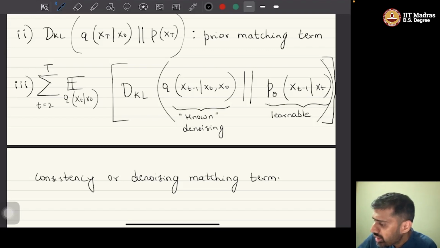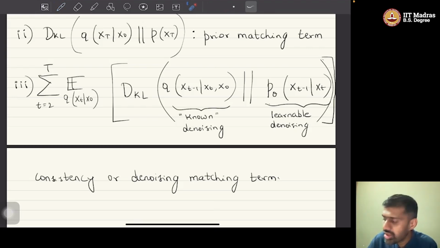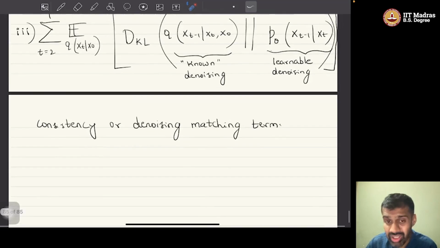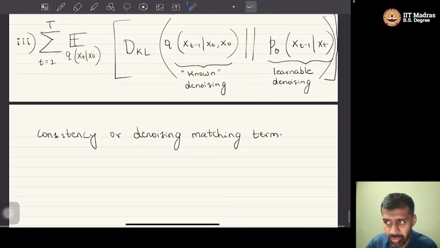So we want the model or the learnable denoising term to match the known denoising, which the forward process is already imposing. So by minimizing the KL divergence between these two terms, what we are actually doing is we are trying to match the denoising process that we obtain through the defined forward process and what the model is trying to do, and that's why there is a consistency between the two denoising processes, and that's why it's called denoising matching or the consistency term that comes up extra in the DDPM formulation.